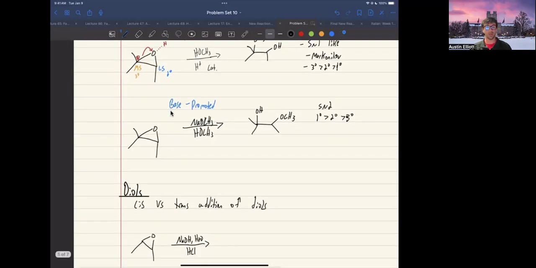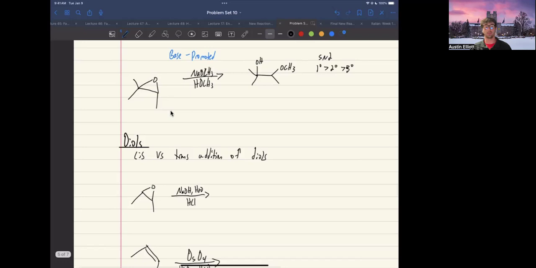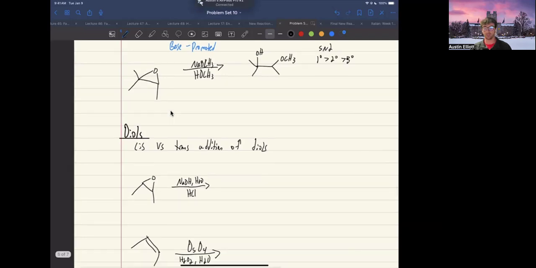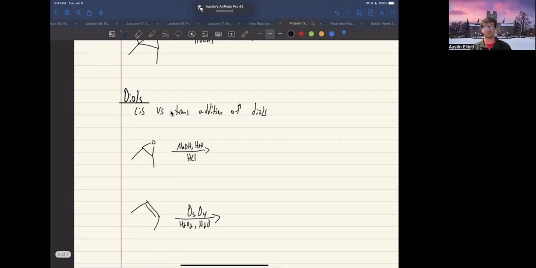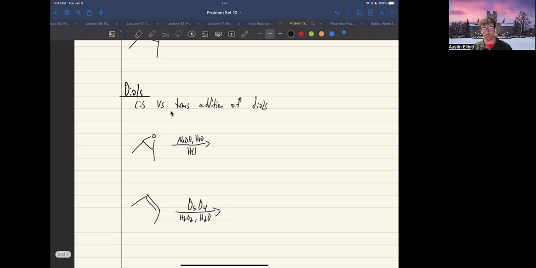So now moving on to diols, this is very important. I'm pretty sure my synthesis last year had I needed to use a diol reaction, or either there was one on the reaction page. We'll definitely see one of the two of these. So we have the cis and we have the trans addition of diols. So for the trans addition, we have the NaOH, H2O, HCl.